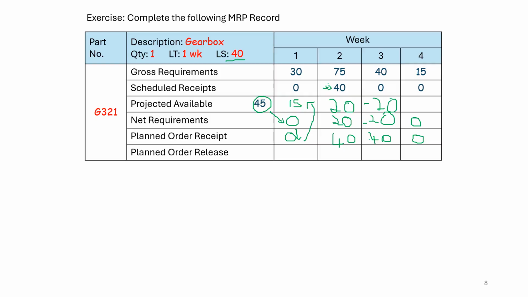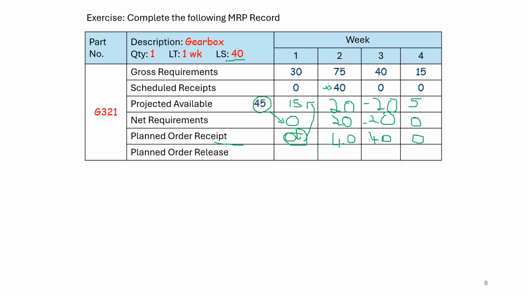And at the end of week 4, we have 5 units left in inventory because we require 15 units, but we already had 20 units in inventory with us. So we are left with 5 units in inventory. So to complete the table, we need to add in data as to when we are going to place the order for our receipts over here. So this is 0.